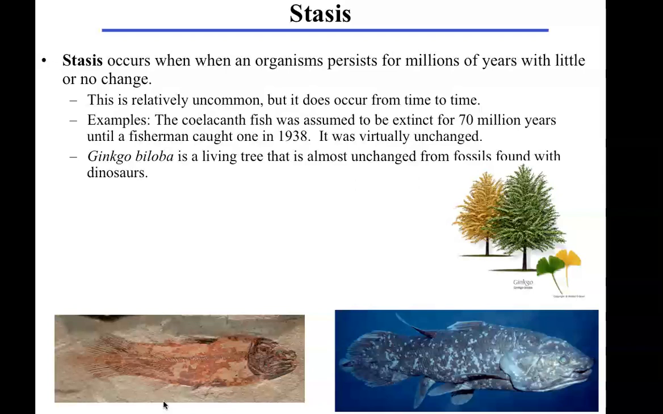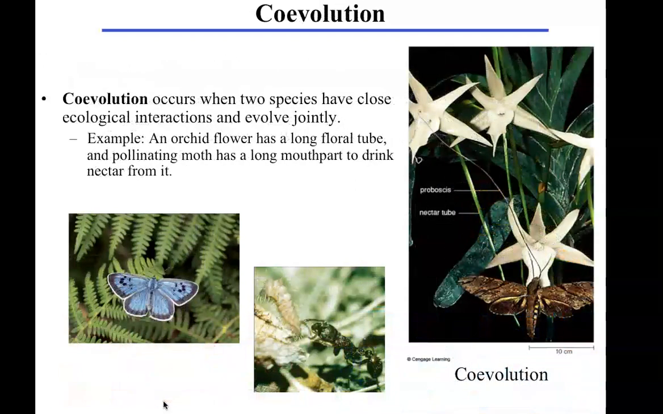The ginkgo tree is another example. We found fossils of ginkgos going back millions of years, tens of millions of years, and it's still alive today. And the species that's alive today has remained virtually unchanged since it was fossilized back when the dinosaurs were around. So stasis is something that happens sometimes.